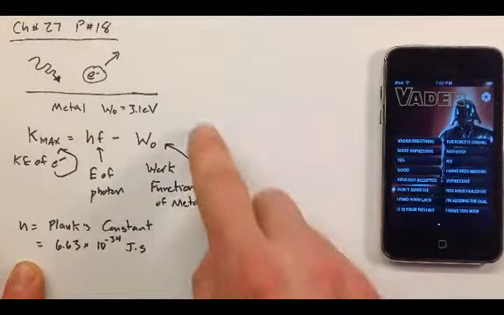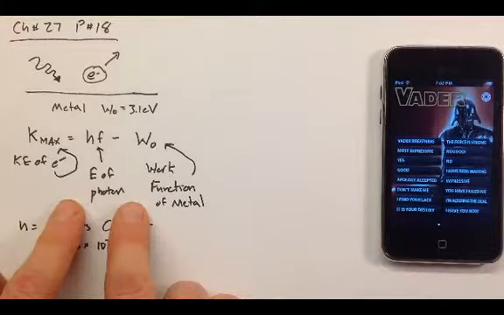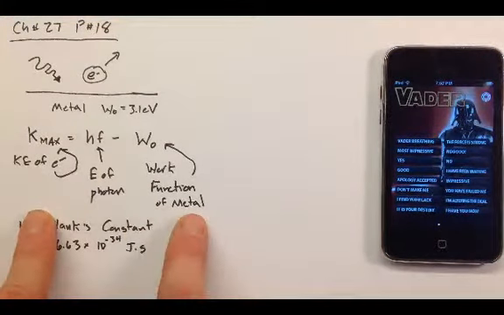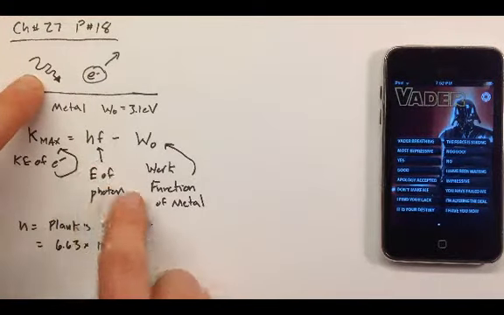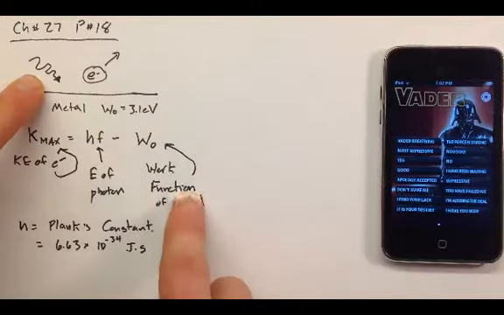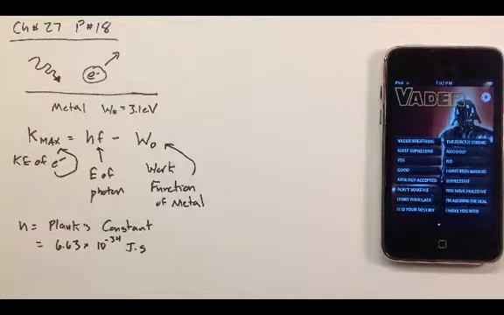minus the work function, where the work function is the amount of energy it takes to remove an electron from the metal. So if you think about it, this is really just a statement of conservation of energy. The energy in has to equal how much energy it takes to remove the electron, plus the leftover kinetic energy. Also, a little reminder: Planck's constant is 6.63 times 10 to the minus 34th joule seconds.